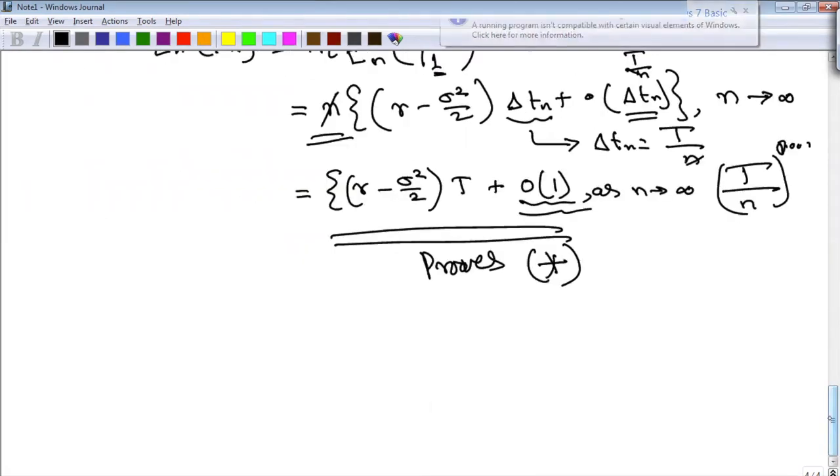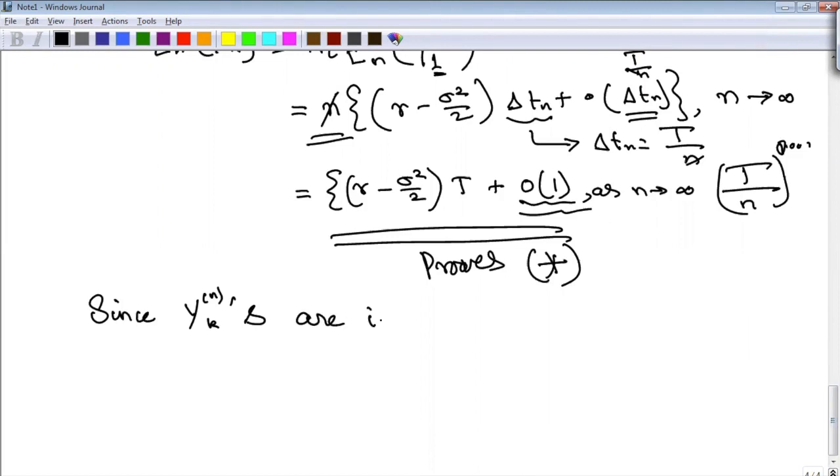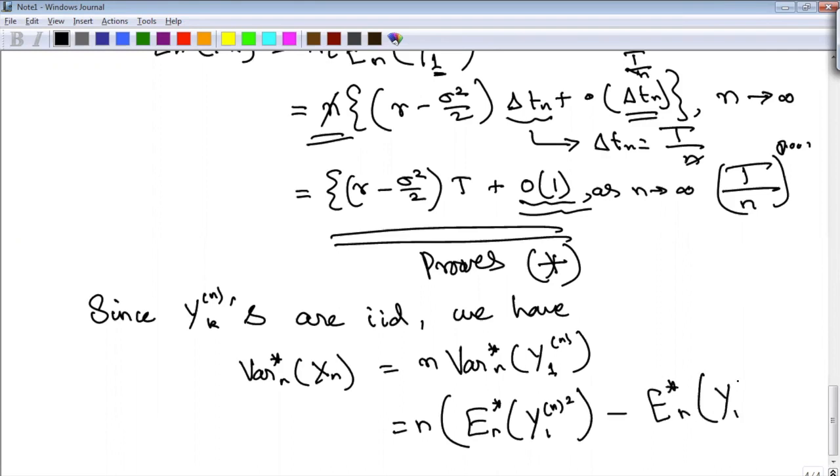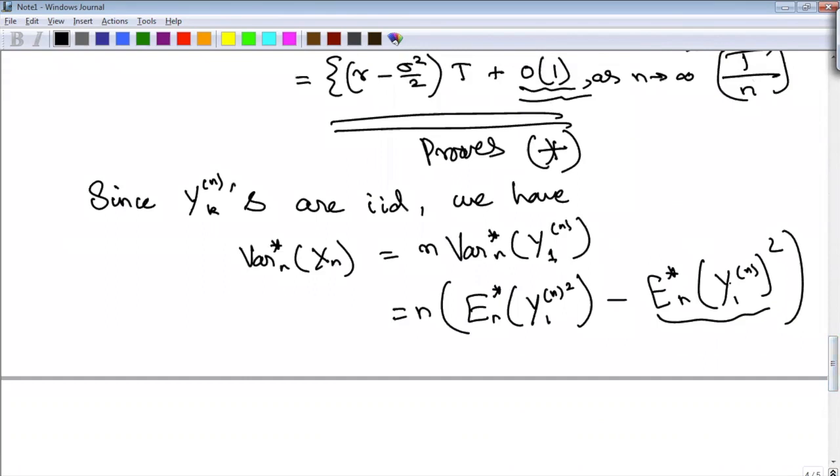Next, let us prove the limiting case of variance of Xn. Since the Yk's are identically distributed, we have variance of Xn equal to n times variance of Yk. Just to fix the index, I will put it as 1 here, and that is by definition expectation of Y1 of n square minus E star n of Y1 of n the whole square, right? We have computed this, therefore you just have to take the square of it.